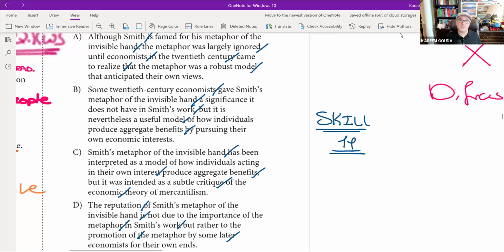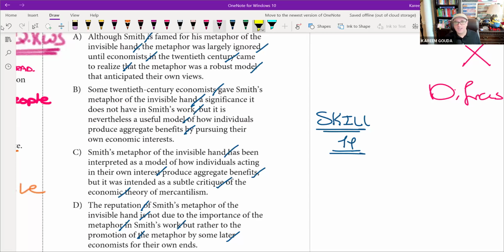So skill 1 was dividing the answer choices. After we've divided the answer choices, let's start comparing them to each other. Okay? And when you compare the answer choices, magically some things appear. For example, look what I just discovered. I discovered that answer A has economists in the 20th century. Answer D talks about later economists, so economists that came later on, so 20th century would work. Answer B talks about 20th century economists too. What about answer C?